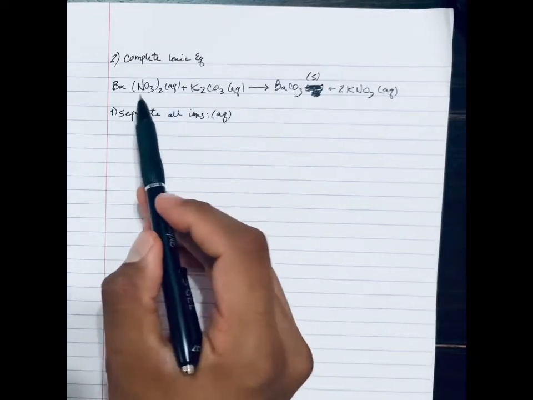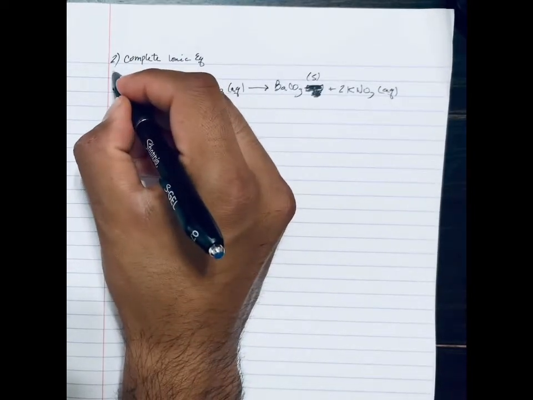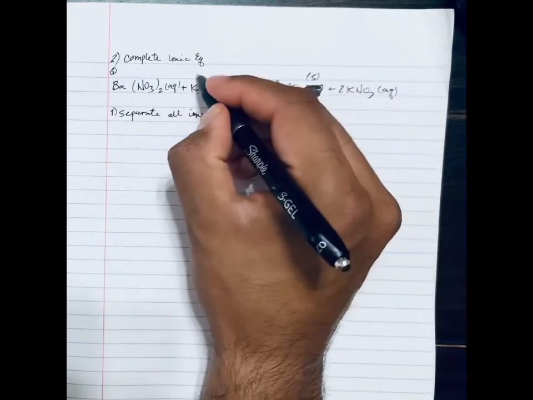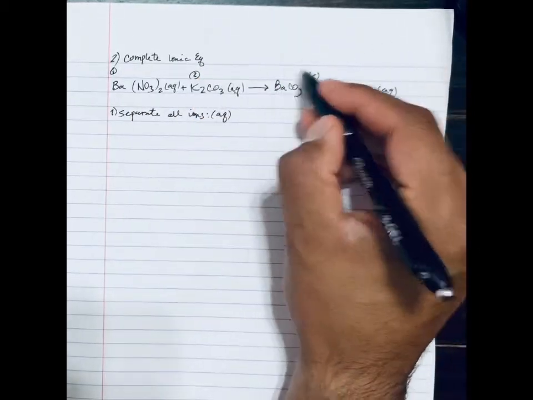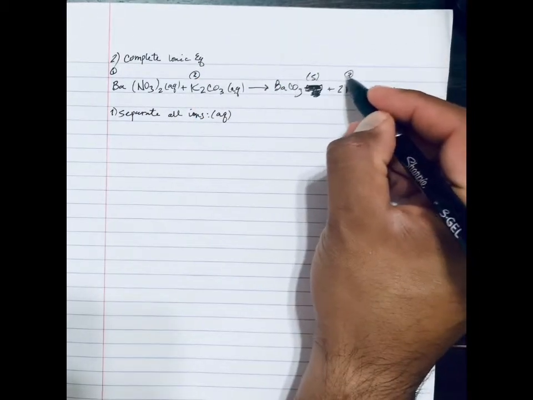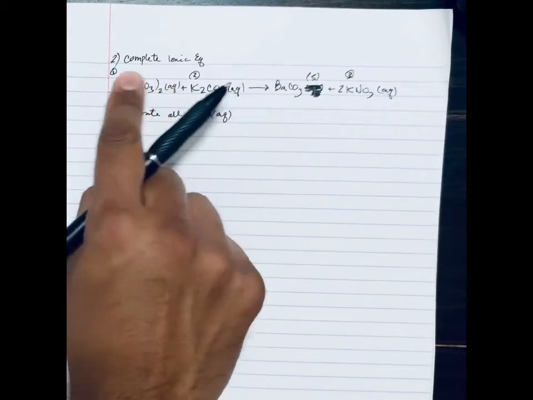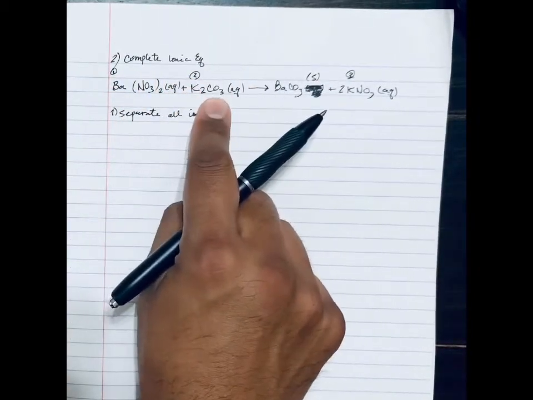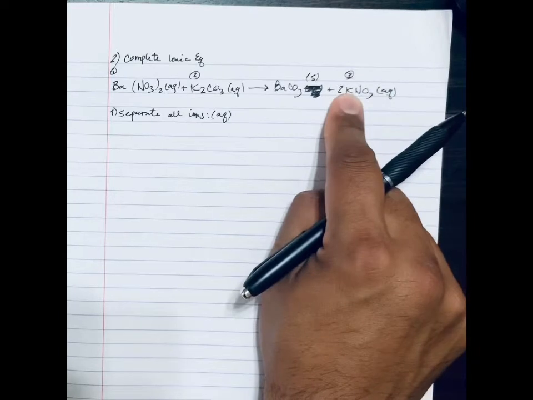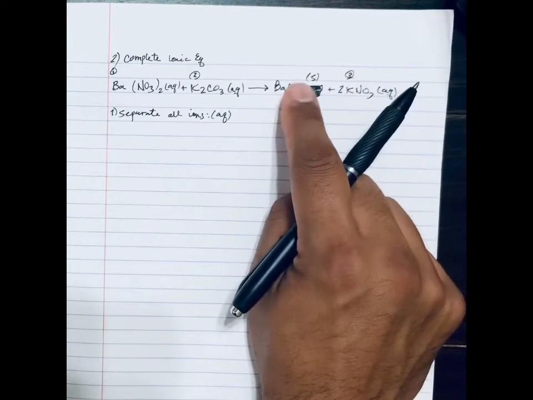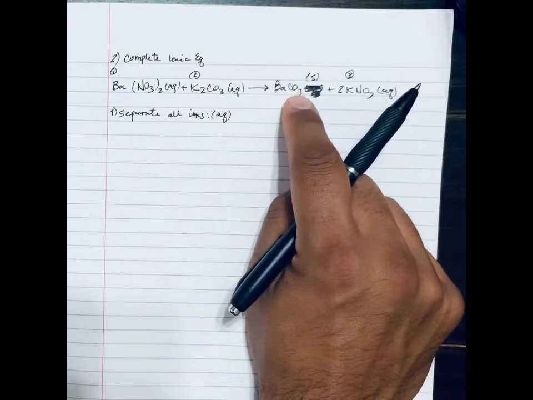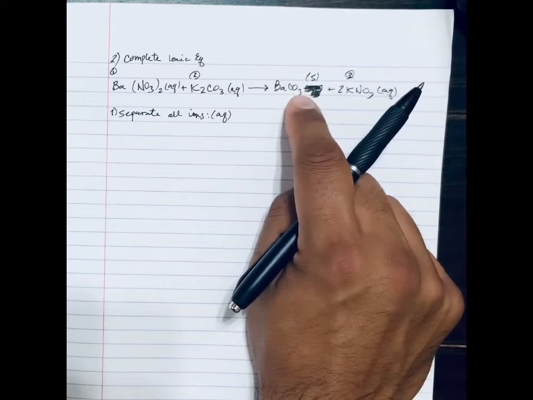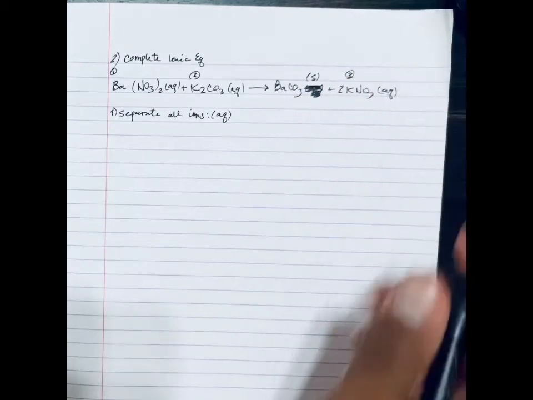So that means you're going to separate this one, you're going to separate this one, and you're going to separate this product. So you'll separate this whole reactant, you're going to separate this whole reactant, and you're going to separate this whole product. You cannot separate this one because it's no longer living in the ionic form in solution anymore. It came out of solution.